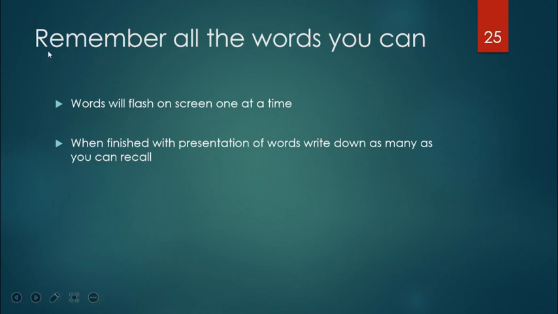So here's another demonstration. Remember all the words that you can. The words will flash on the screen one at a time. When finished with the presentation of words, write down as many words as you can recall. If you don't have pen and paper nearby, just try to think of them. Here we go.